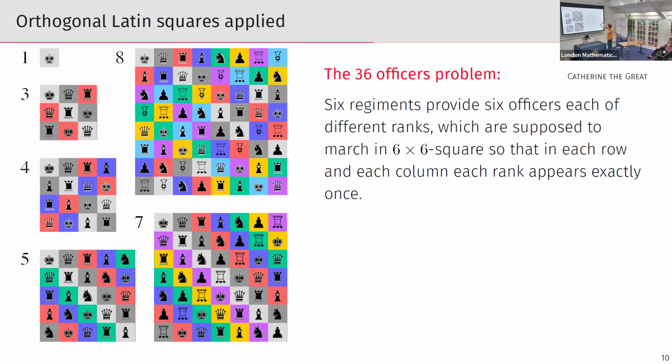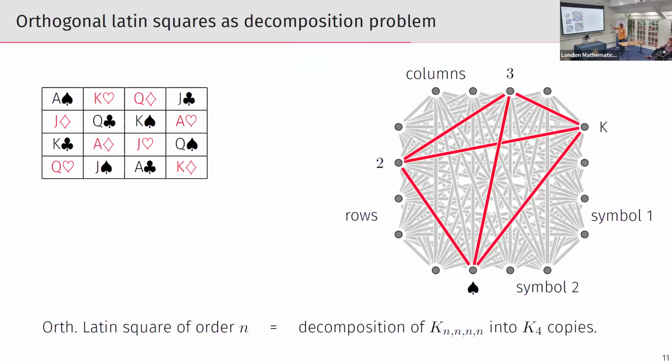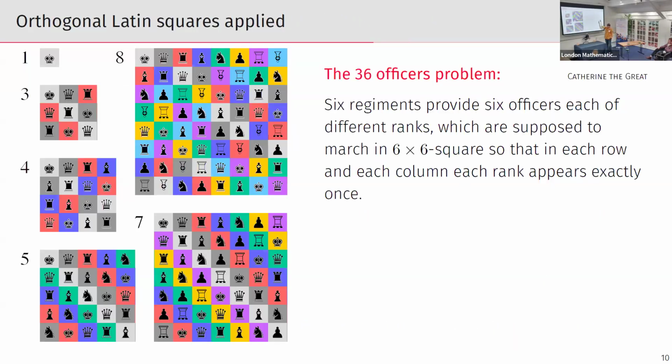But unfortunately, first of all, it took until the advent of computers in the 20th century that we would actually show that for 6 times 6 it doesn't exist, so that's done by computer. But unfortunately for Catherine the Great, it turned out that 2 and 6 are the only ones that don't exist. It was then proven in the 1950s that apart from 2 and 6, they always exist. So she was very unlucky that she chose the number 6. Right, so again, how do I now translate this into a decomposition problem in graphs?